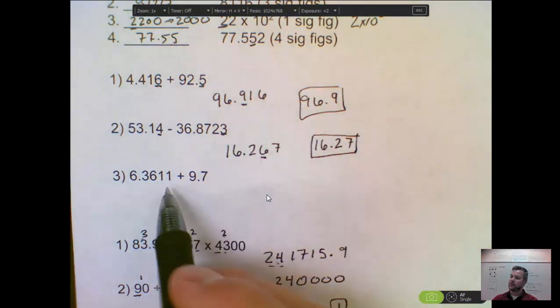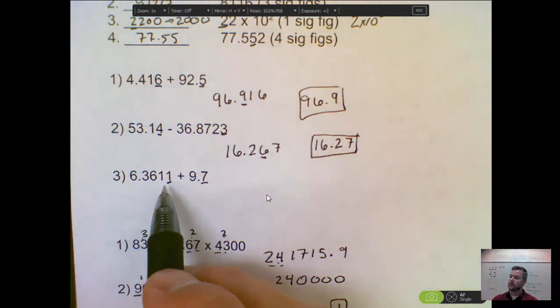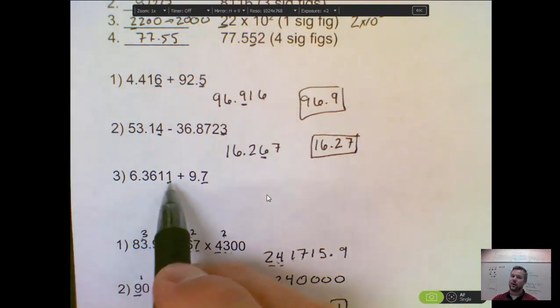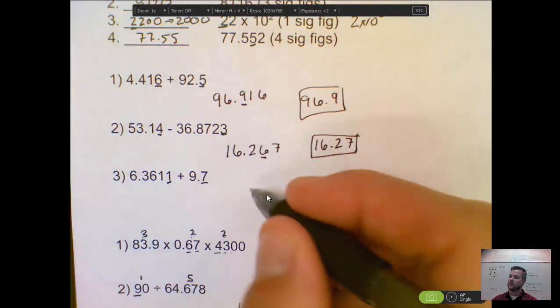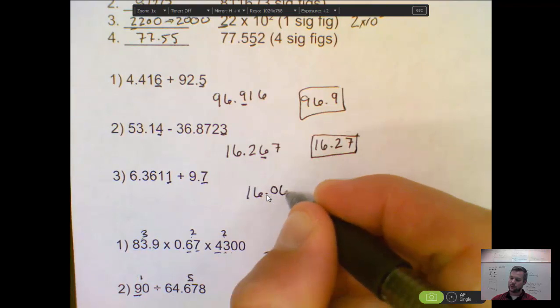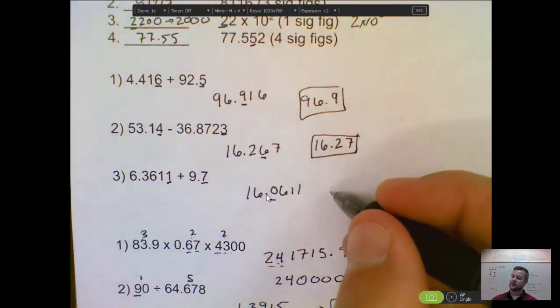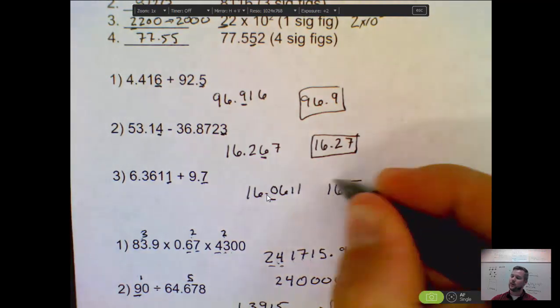Last problem, mark your last significant place value. The 1 is further to the right, so it's more accurate. This is our least accurate. We can only go to the tenths. Your calculator gives you 16.0611. You have to go to the tenths. A 0 followed by a 6 rounds up. 16.1 is your final answer.